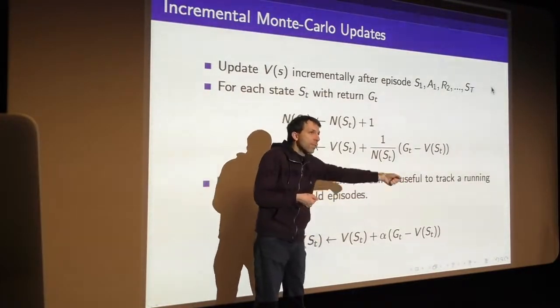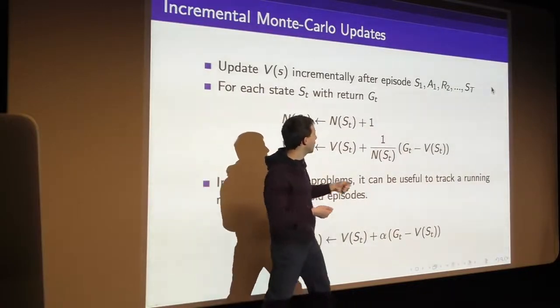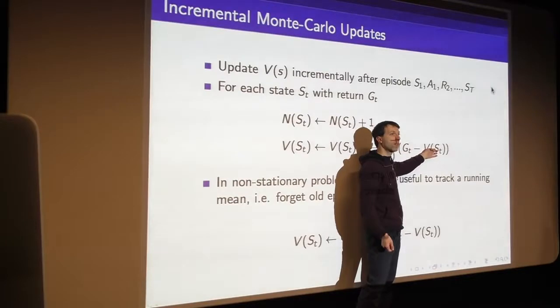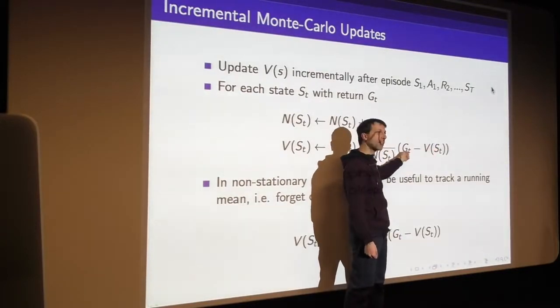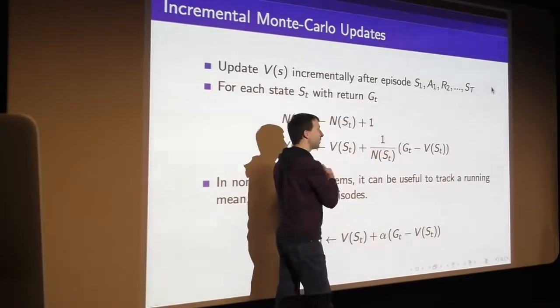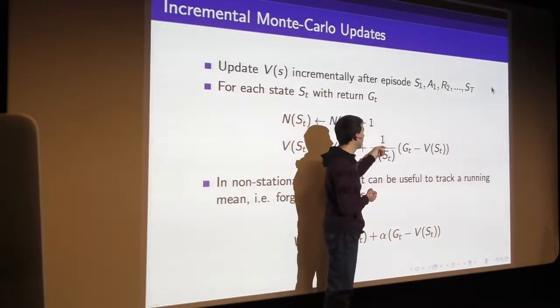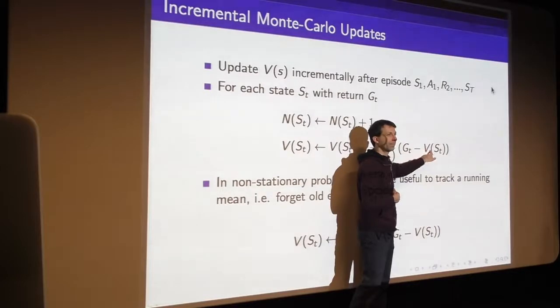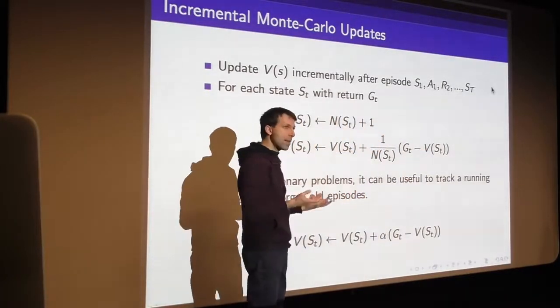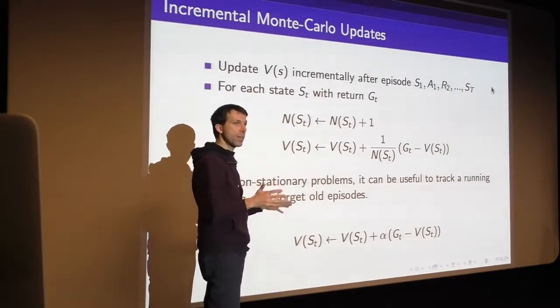We're going to measure the return from that state onwards. And we're going to look at the error between the value function, that's what we thought the return was going to be, and the return we actually observed. We're going to generate some error. We're going to update our mean estimate for that state a little bit in the direction of that return. Okay? And so this is exactly the same. We've just transformed our computation of the mean in this way.